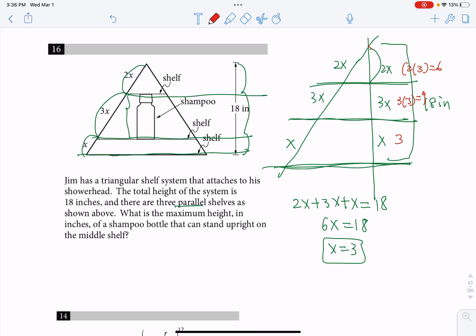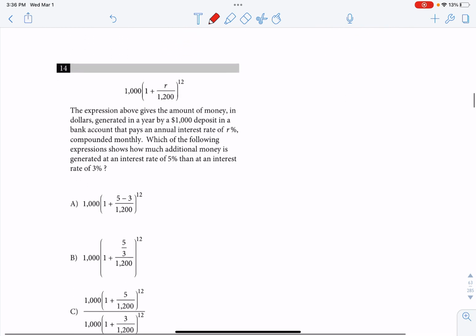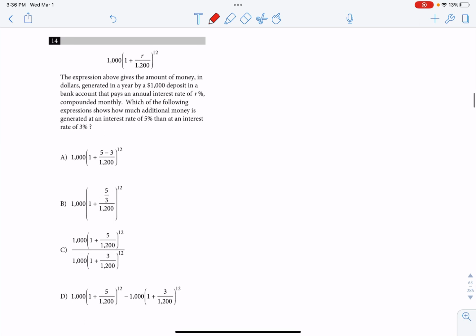So in total you can distribute the 18 inches into the first part as 6 inches, the second shampoo bottle part as 9 inches, and the rest of the part is 3 inches. So the maximum height in inches of a shampoo bottle that can stand upright on the middle shelf will be 9 inches.